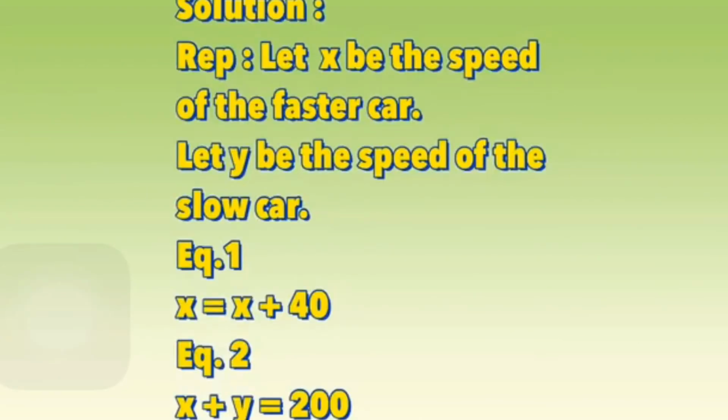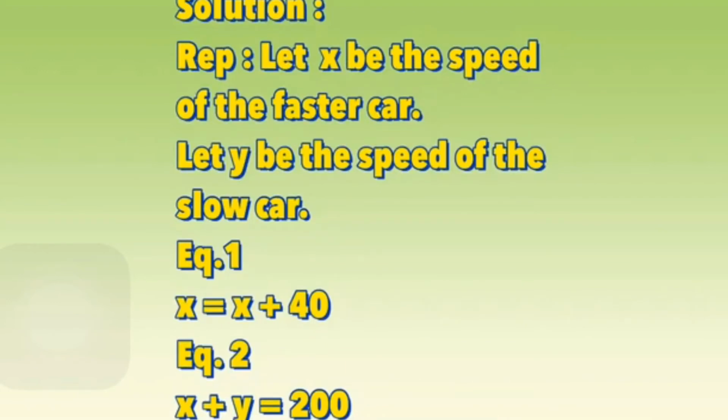So the problem is asking for the speed of each car. Our representation: let x be the speed of the faster car and y be the speed of the slower car. Our first equation, from the statement 40 kilometers per hour faster than the other, is x equals y plus 40. This is equation 1. And equation 2 is x plus y equals 200.